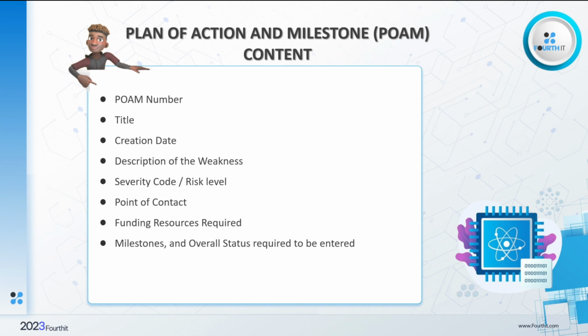Now, what is the content of a POAM? A POAM contains the POAM number, the title, the description of the weakness, the severity, the SLA, that is the severity level agreement, that is whether it's 90 days, 30 days, or 60 days, the points of contact, the funding, then the milestone. And all of these things are being contained in a POAM.